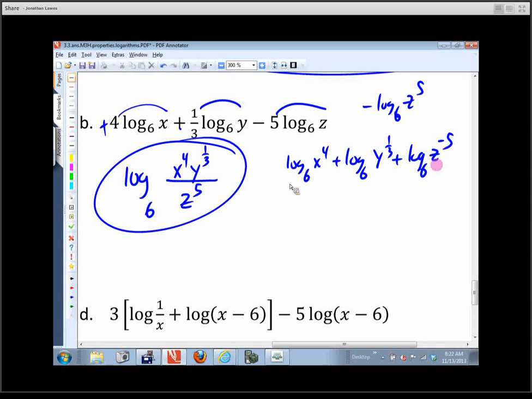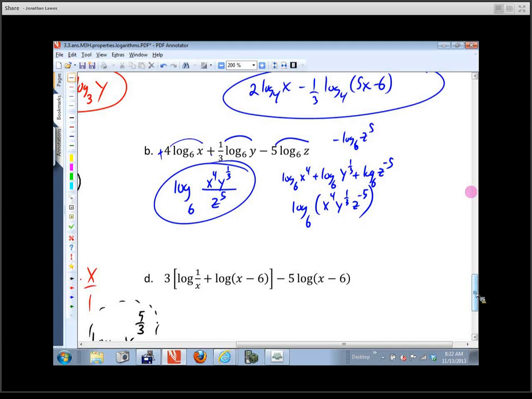Now, if you wanted, we could write it like this. So they're all plus. I'll write it as a single logarithm with all of them being multiplied together. So that's to the 4th, that's to the 1/3, and that's to the negative fifth. But again, we normally don't write it with negative exponents, so I'd slide that in the bottom, and it would look like this. Any questions?